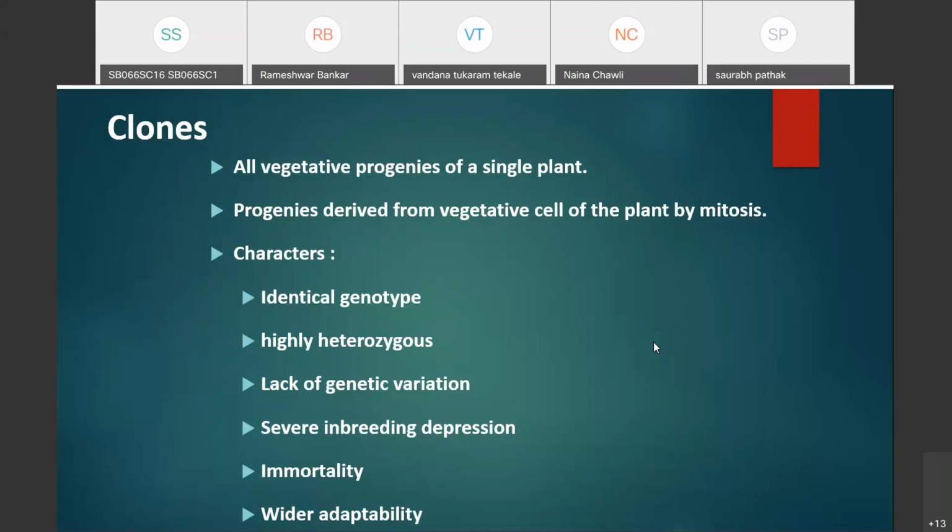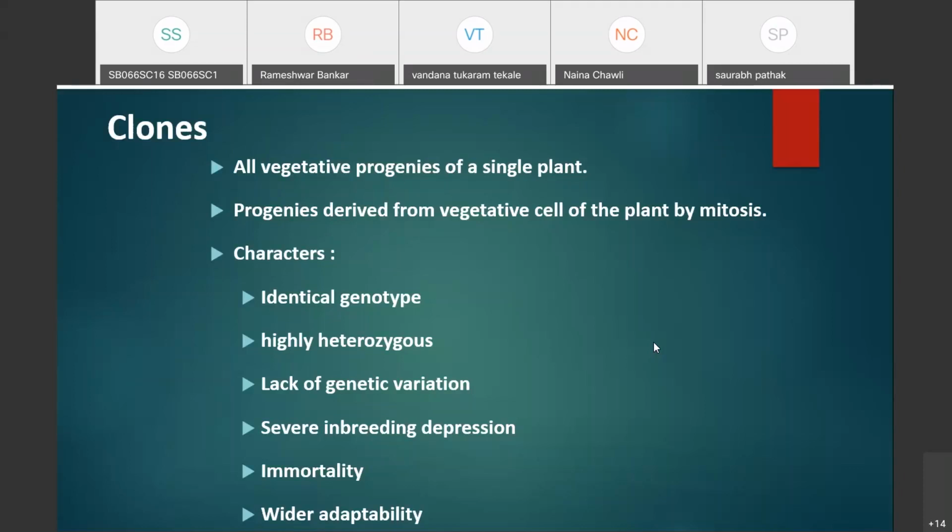The clones are very stable, like the pure lines. As these are propagated from the vegetative cell by mitosis, there is no segregation of characters and no genetic recombination. Generally the segregation of characters and the recombination occur during sexual reproduction, but here these are obtained from the vegetative cells by mitosis. That's why there is no segregation of characters, no genetic recombination, and no genetic variation.